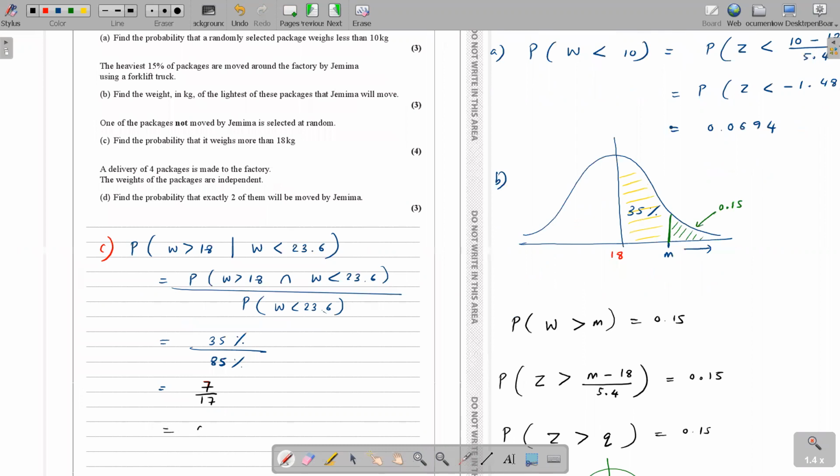0.41. So something like 0.412 then. Yeah. Is that okay, children? Do you understand? This writing thing, did you get this conditional probability? The "given that" should be the one that they gave you. So that comes at the back, where the 85% part is.